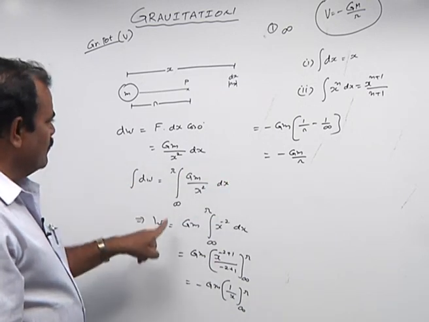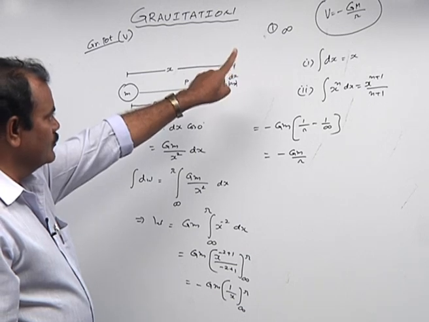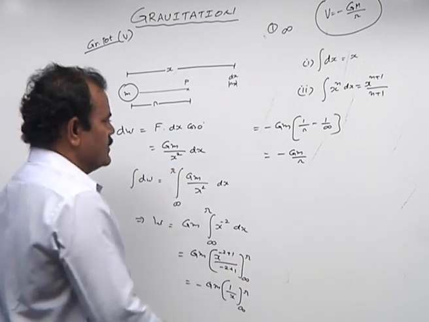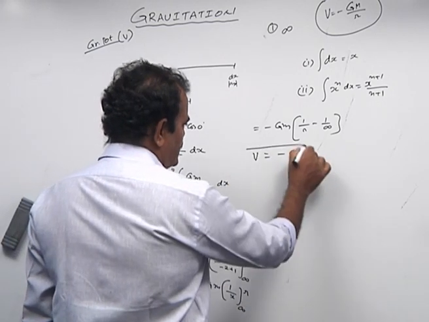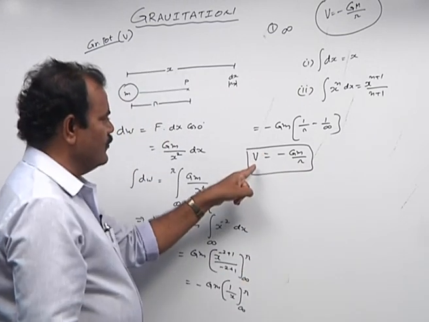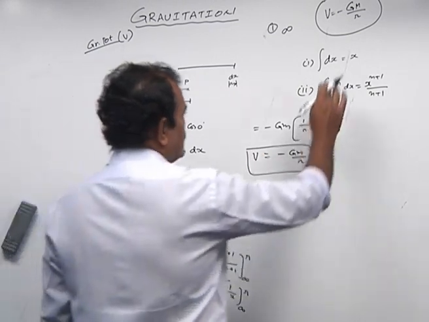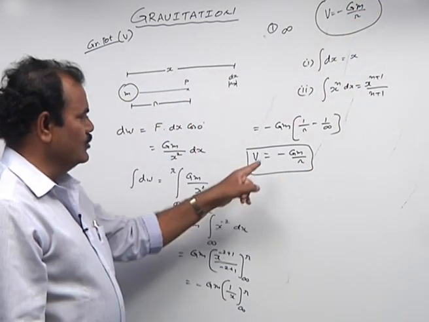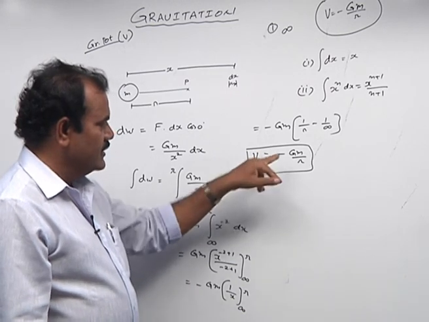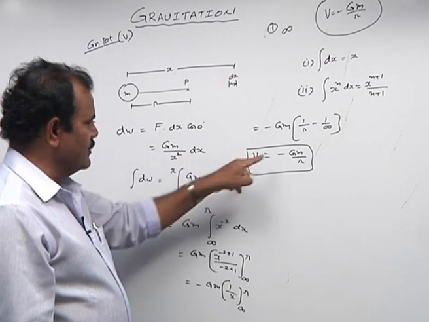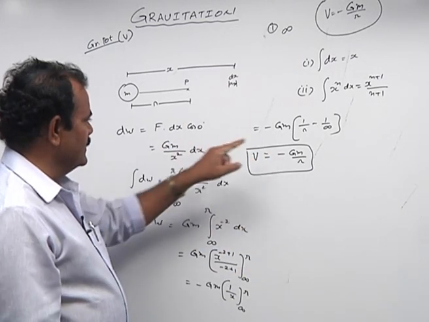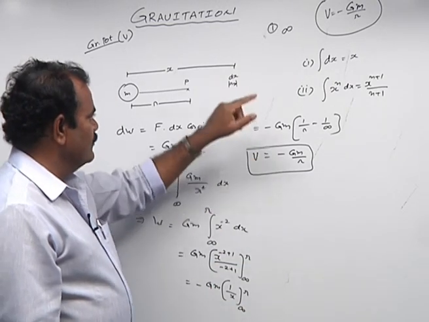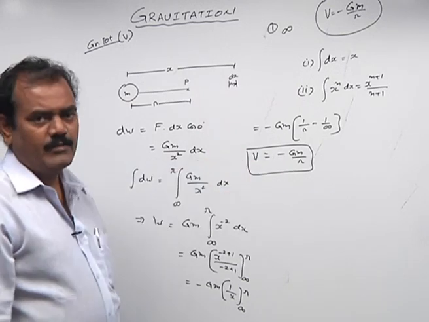So the work done in bringing that unit mass from infinity to the point P, according to the definition, is nothing but the gravitational potential. So according to the definition, that work done is equivalent to V, and V is equal to minus GM by r. As I already told you, this is the work done by the field, that's why the minus sign is coming. If it were work done by an external agency, it would be plus. Here it is work done by the field, so minus GM by r.